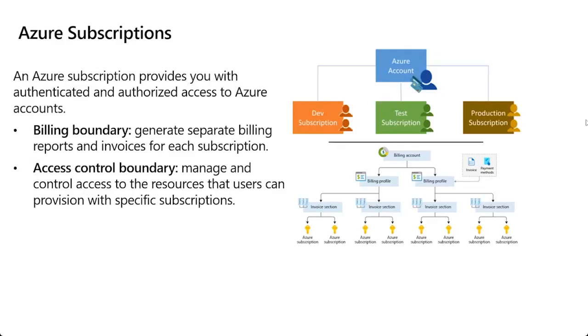So the bill would come to dev, would come to test, and would come to production in this example. So the billing account is a subscription and it's an automatic billing boundary. It's also an access control boundary as well, where you can access and manage control to those resources within a certain subscription. An account can have multiple subscriptions like you see in front of you.